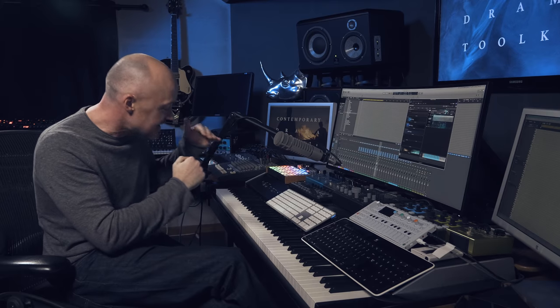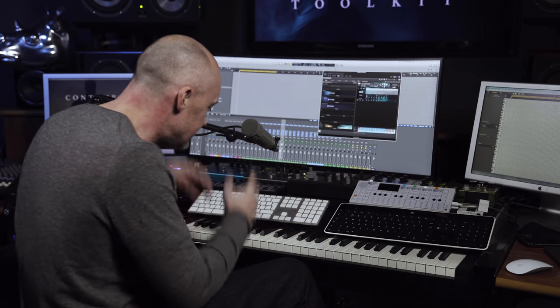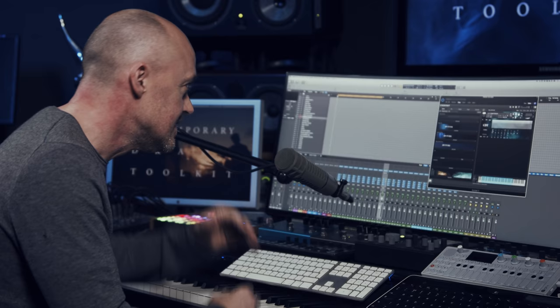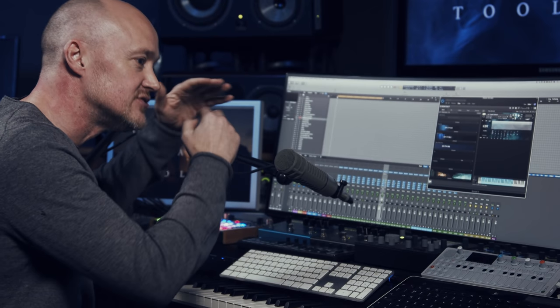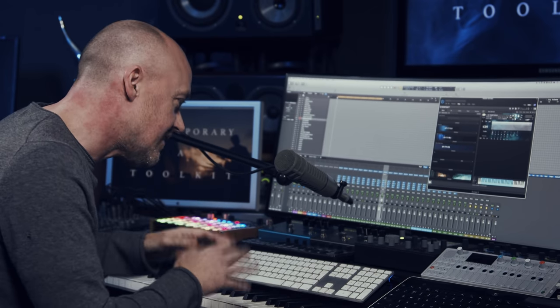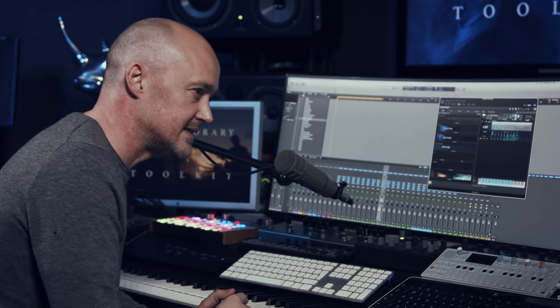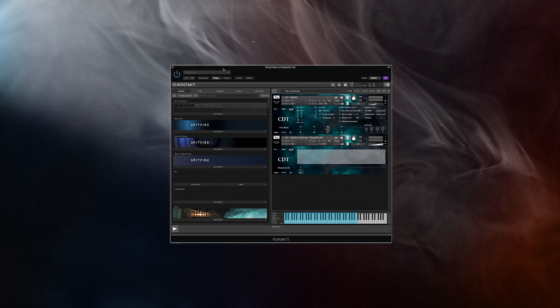And then they're staggered in a way that as you increase the velocity of how hard you play, you will activate totally different samples. And so the idea is that you can really score with one patch. This is mixing Homme's vocals with another patch called Peaceful Air.